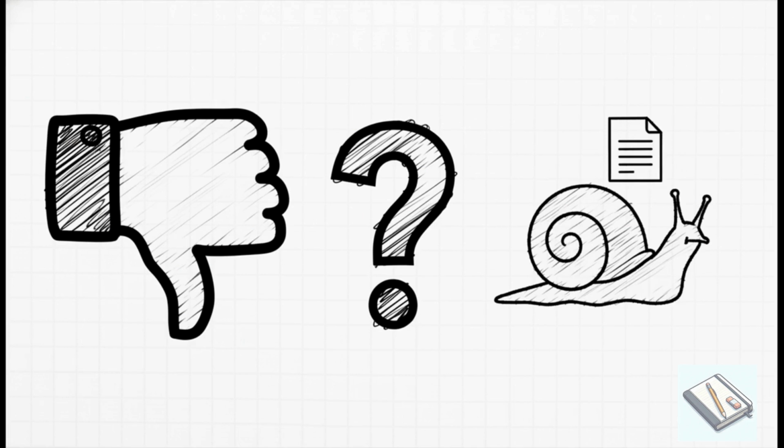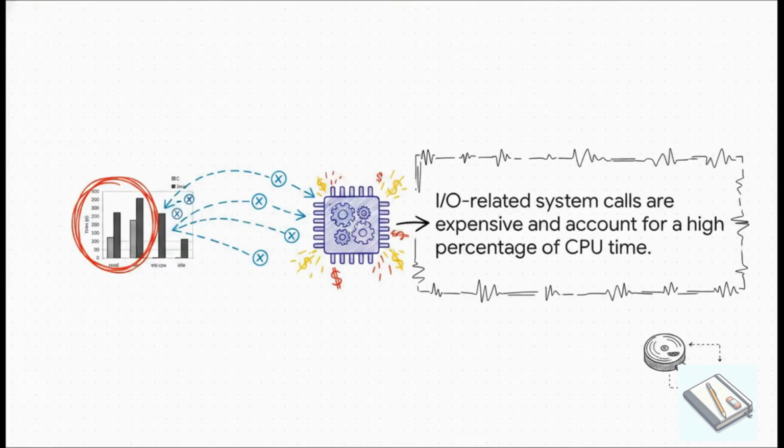But the really interesting question is, why? What's actually going on that makes it so slow? The answer is buried deep in how your program talks to the computer's hardware. See, every single call to .read isn't just a simple little operation. It's often what's called a system call, a formal request to the operating system to go and physically fetch a piece of data from the hard disk.